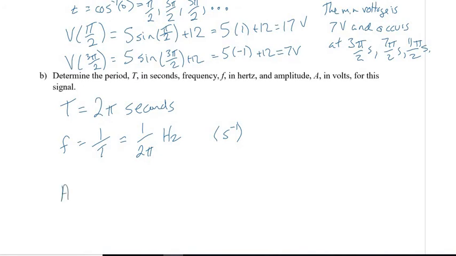So the amplitude, we can do that one of two ways. You could look at the function and look at the value multiplied with our sine function, or we just take the maximum minus the minimum and divide by 2. That's going to be 17 minus 7 over 2, or 10 over 2, or 5 volts. So our amplitude is 5 volts for this.